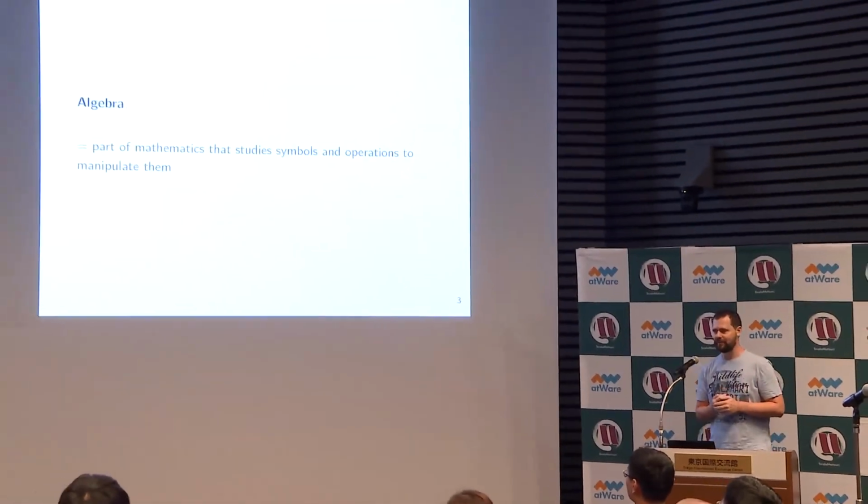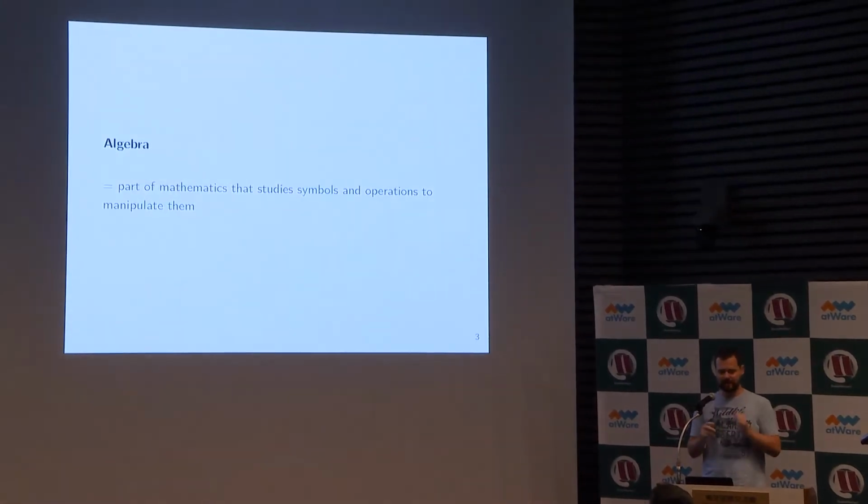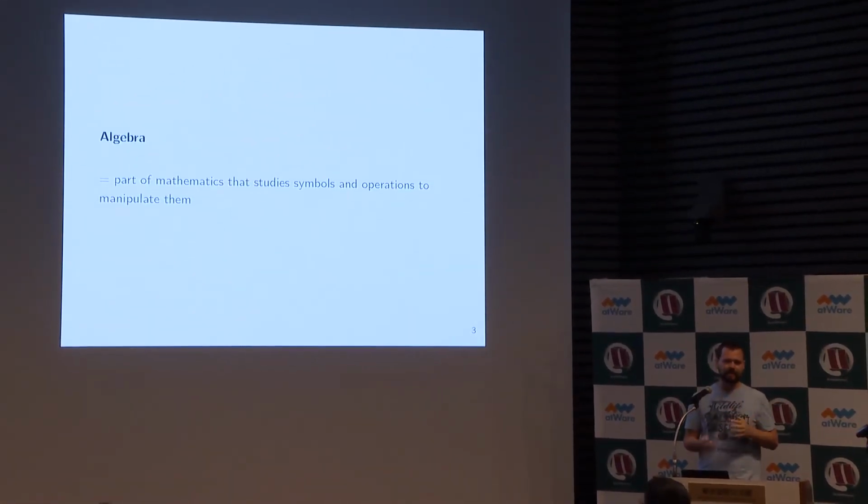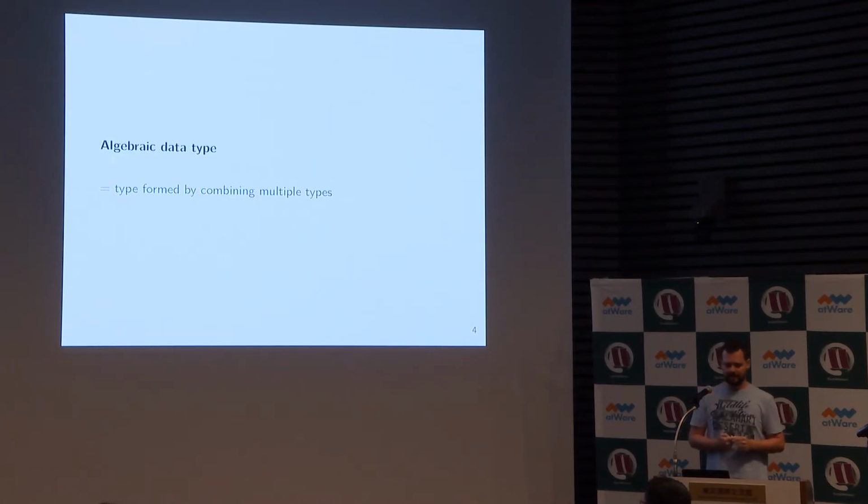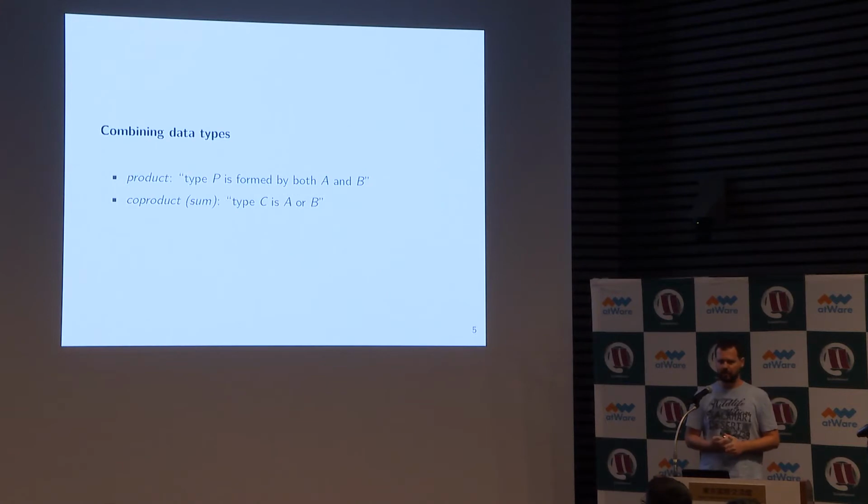Before we start talking about algebraic data types, let's define what is actually an algebra. It is a part of mathematics that studies symbols and operations that manipulate the symbols. Symbols and operations, that's the important part. An algebraic data type can then be defined as a type that is formed by combining other types. You take two types, you combine them somehow, and the result is called an algebraic data type. We have two ways of combining types. One is called product, and the other coproduct.